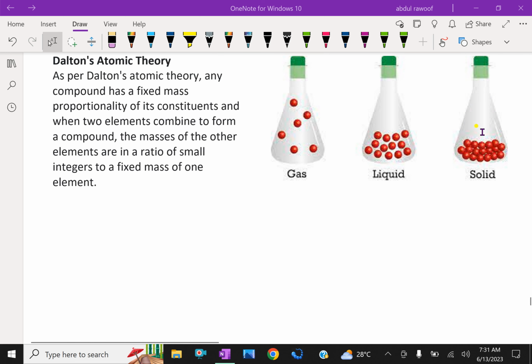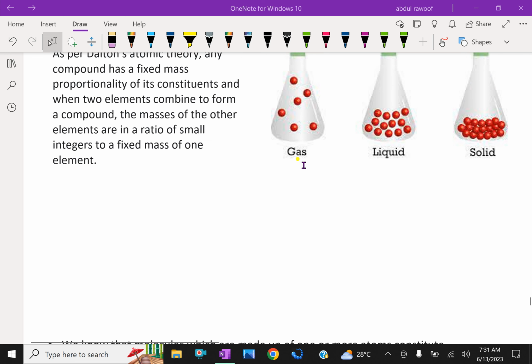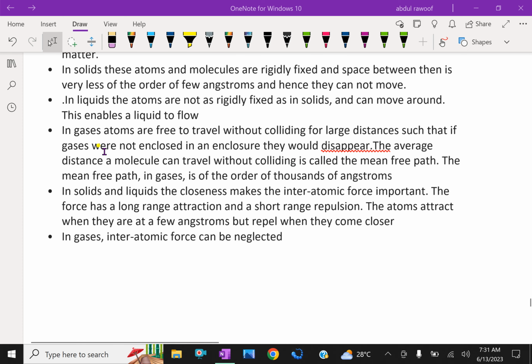Suppose consider this is a solid, this is a liquid, and this is a gas. In gases, atoms are free to travel without colliding for large distances, such that if gases were not enclosed in a container, they would disappear. The average distance a molecule can travel without colliding is called the mean free path. The mean free path in gases is of the order of thousands of angstrom.